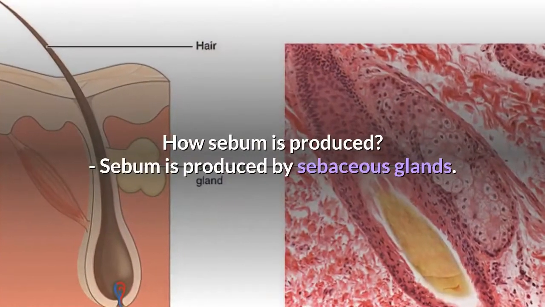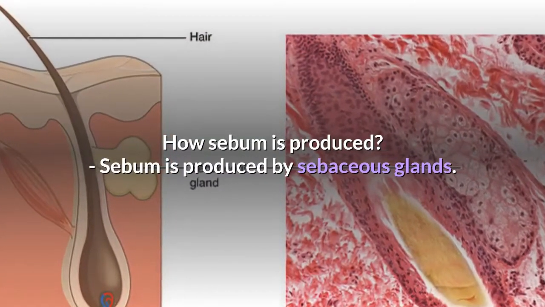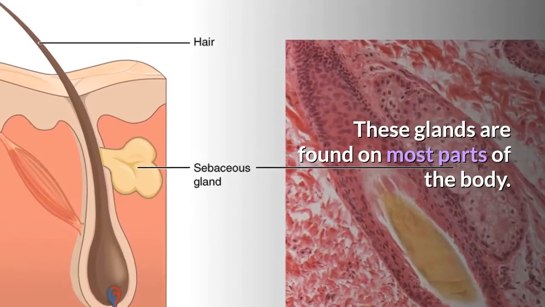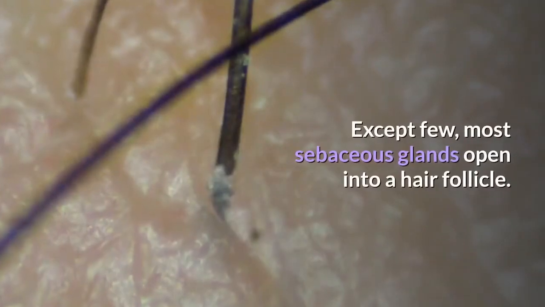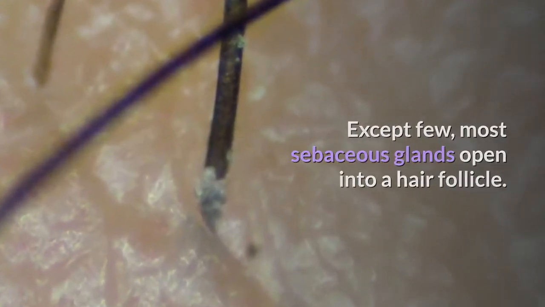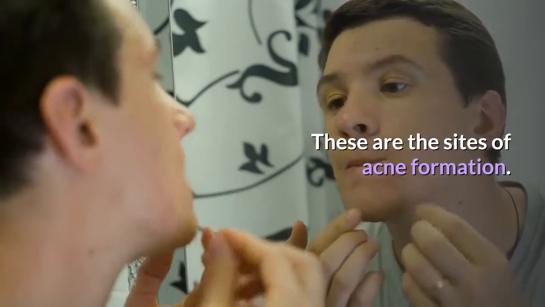How is sebum produced? Sebum is produced by sebaceous glands. These glands are found on most parts of the body. Except for a few, most sebaceous glands open into a hair follicle. These are the sites of acne formation.